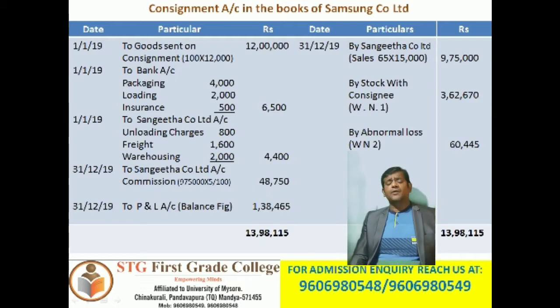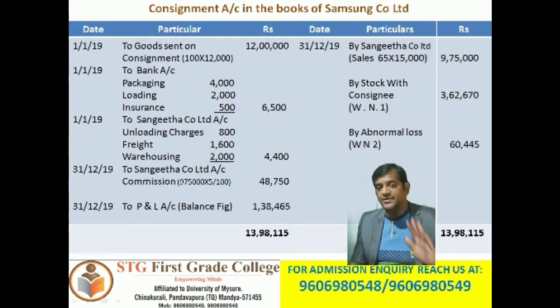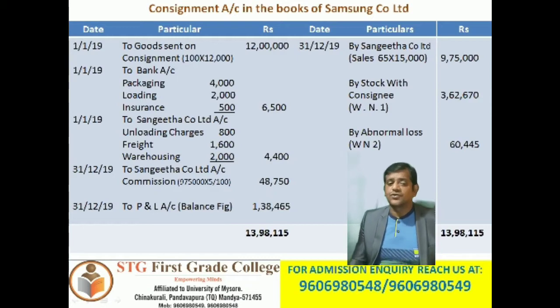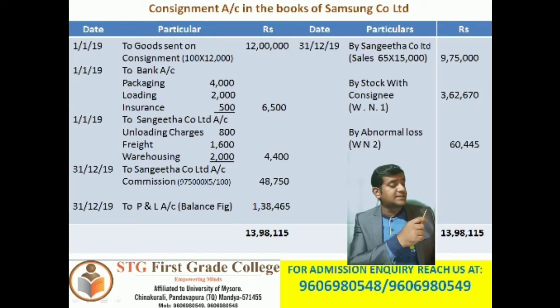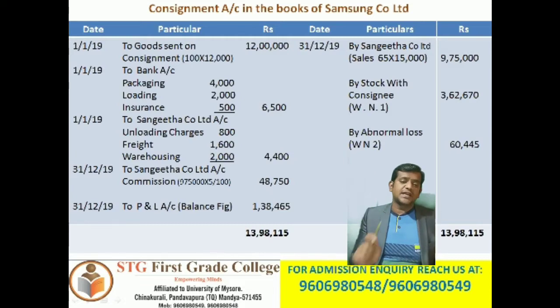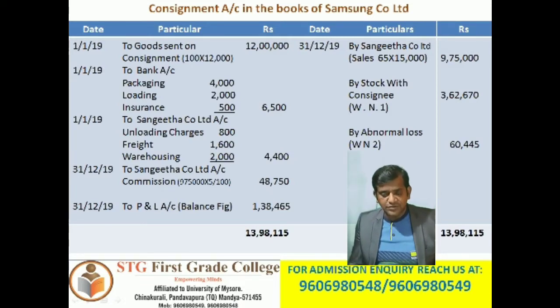Clear? So now at the end of the year, we have to give a commission to the consignee. Correct? So what is the rate of commission we have agreed upon? 5% on sales. So now take 31/12/2019 in the debit column I am speaking. 31/12/2019, that is to Sangeeta Company Limited account. But the problem is we don't know the sales. So let us find out the sales now.